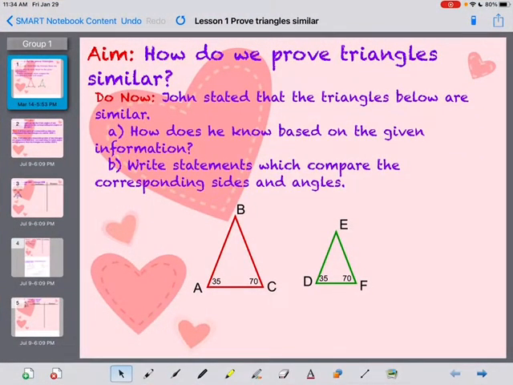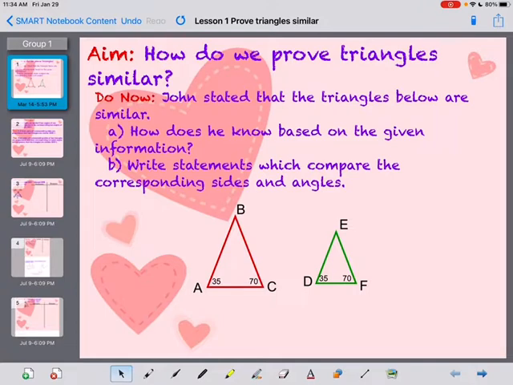We're going to pick up where we left off with our similarity unit. Today we're going to talk about how we prove triangles similar. So let's take a look at this quick do now. John stated that the triangles below are similar. How does he know based on the given information? And then write statements which compare the corresponding sides and angles. So this is a good little review of what it means to be similar.